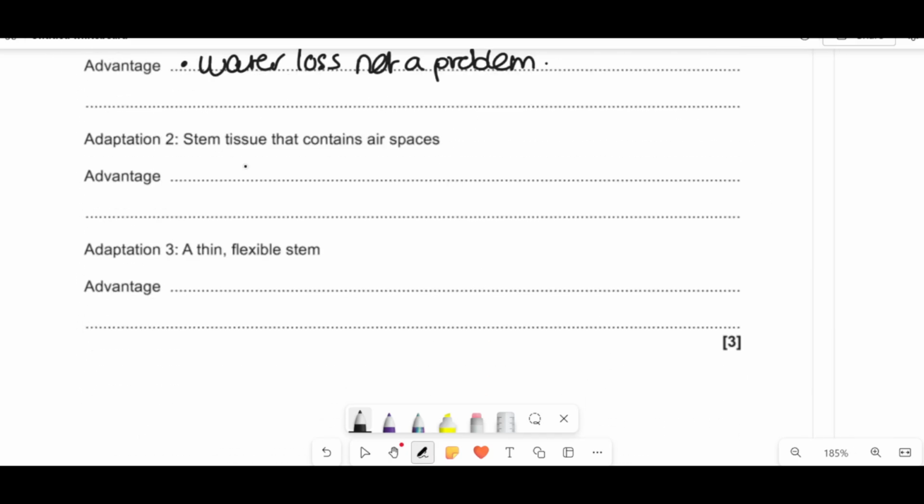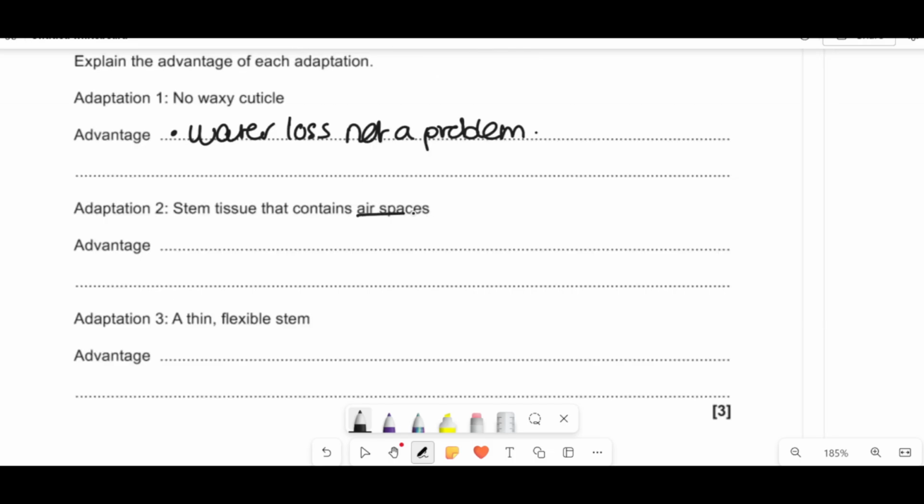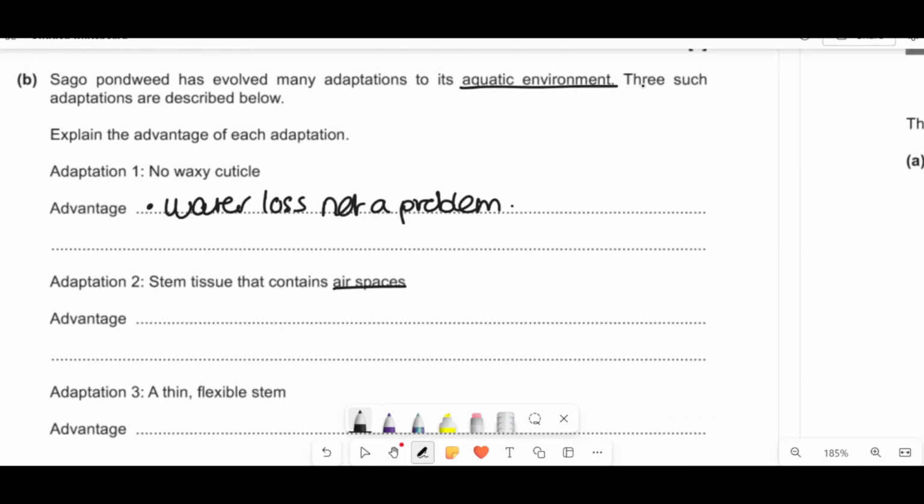There you go. So then it has stem tissue that contains air spaces. Why is that a useful thing? Here, stem tissue that contains air spaces in an aquatic environment, right? If you are a plant living in the water, you still want to get as much of that sunlight coming from above to photosynthesize. If there's air spaces within it, air floats in water. So what it does is it'll make it become buoyant and help it to be closer to the surface or float, if that makes sense.